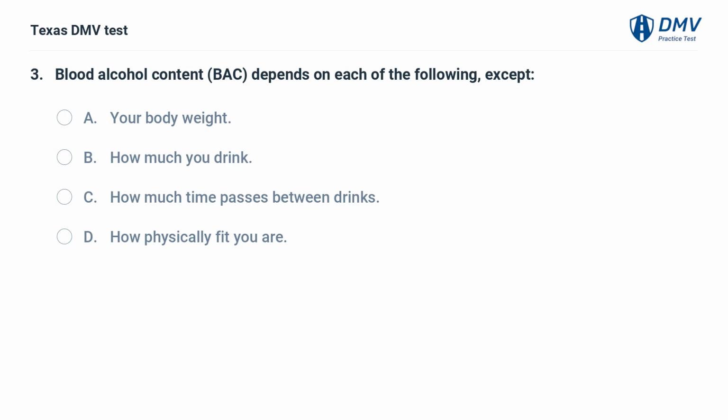Blood alcohol content (BAC) depends on each of the following, except: A. Your body weight. B. How much you drink. C. How much time passes between drinks. D. How physically fit you are.